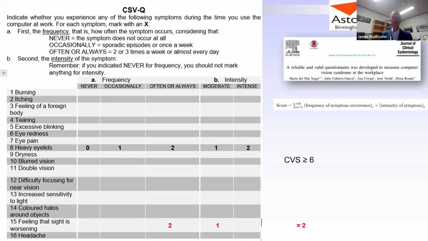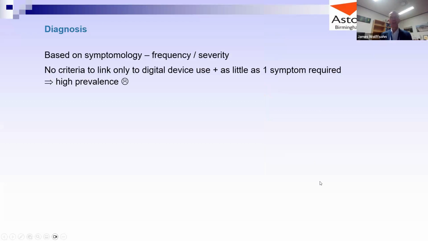Okay, so what about the diagnosis then of digital eye strain? Well, at the moment, it's based on symptomology. And as you've seen, the questionnaires use things like frequency and severity. There's no criteria in these questionnaires to link it only to digital device use. And potentially you could have one or two symptoms and meet the cutoff. The cutoff for the CVSQ is 6. So just 2 symptoms potentially could lead to a diagnosis.